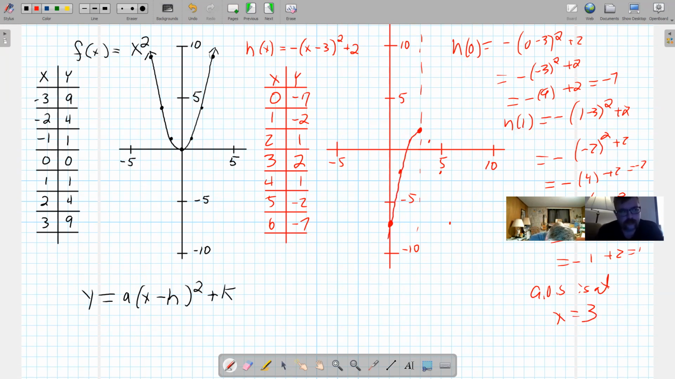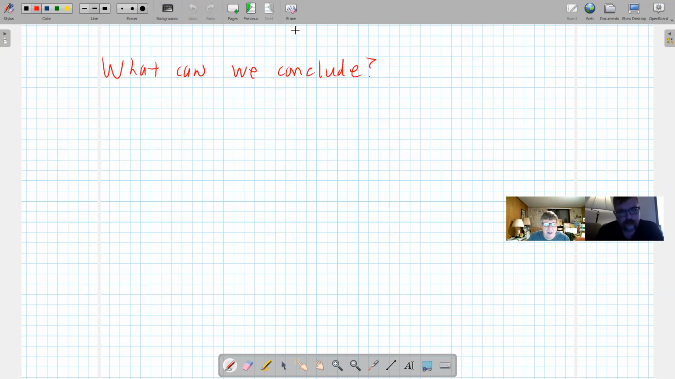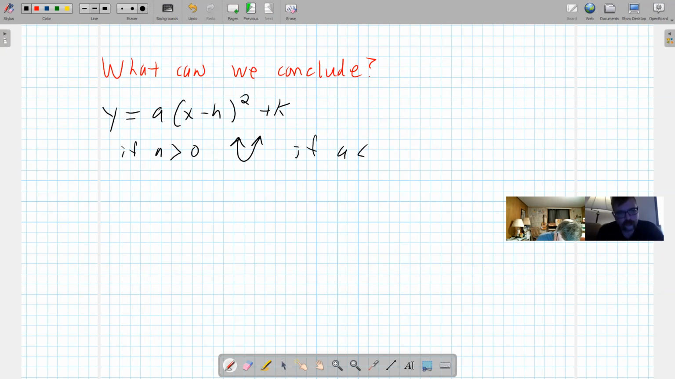This thing opens downwards like that. Okay. So let's summarize what we can conclude here. And I've kind of already said all this. If we have an equation in the form y equals a times the quantity x minus h, plus k, if a is greater than 0, the parabola opens upwards. If a is less than 0, the parabola opens downwards.